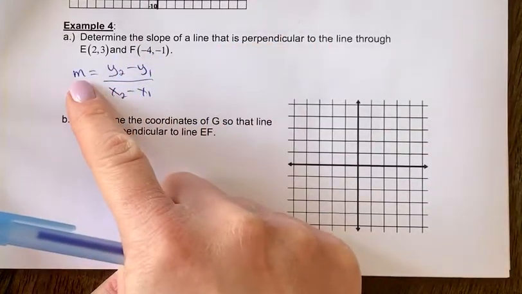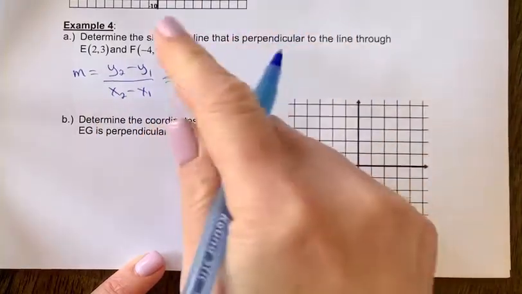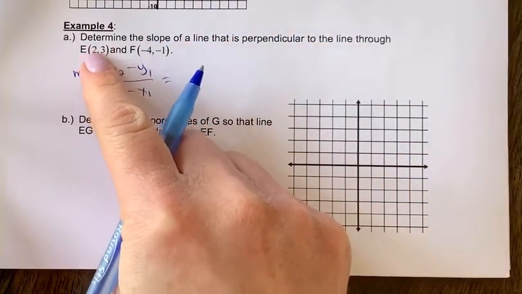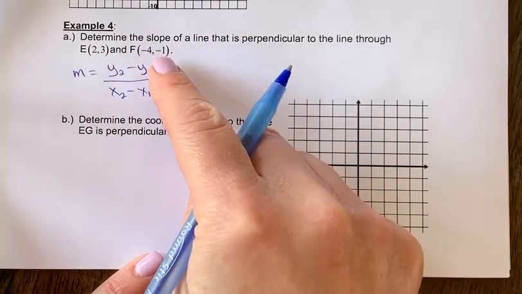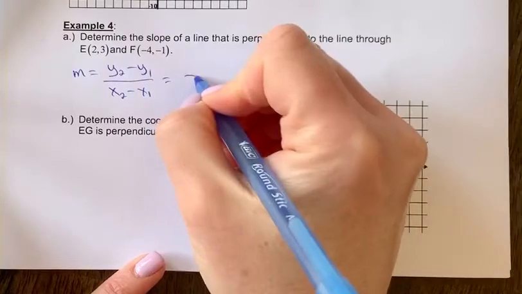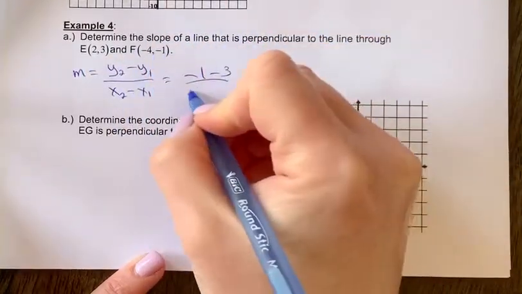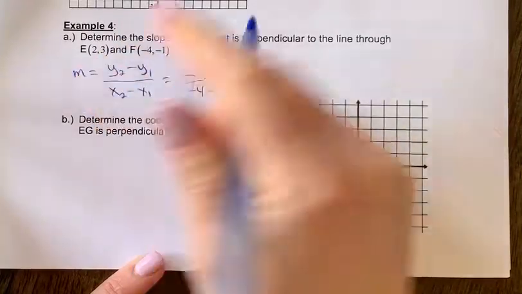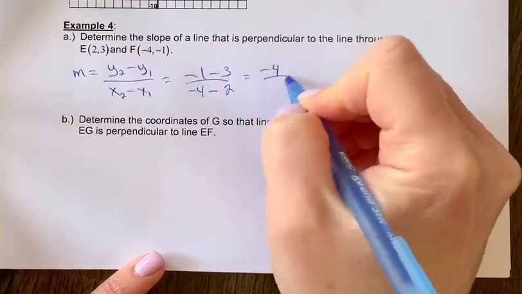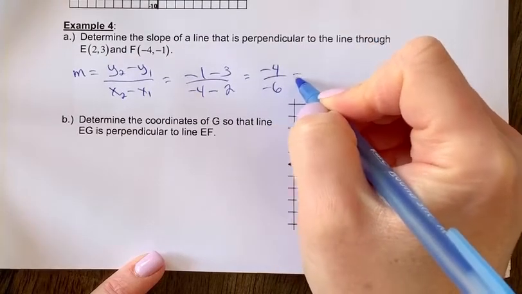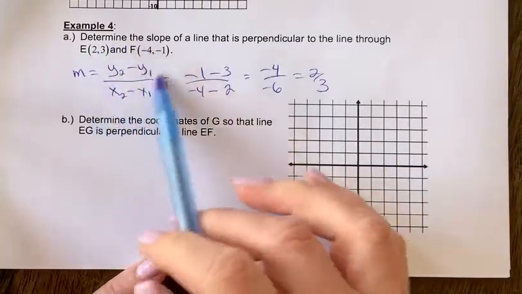So I already wrote the slope formula, y2 minus y1 over x2 minus x1. So we'll use E as x1, y1 and F as x2, y2. So y2 would be negative 1 minus y1 is 3, over x2 would be negative 4 minus x1 would be 2. So let's simplify this. We're going to get negative 4 over negative 6. So this equals 2/3. Now again, reading the question carefully, that's the slope of the line EF.